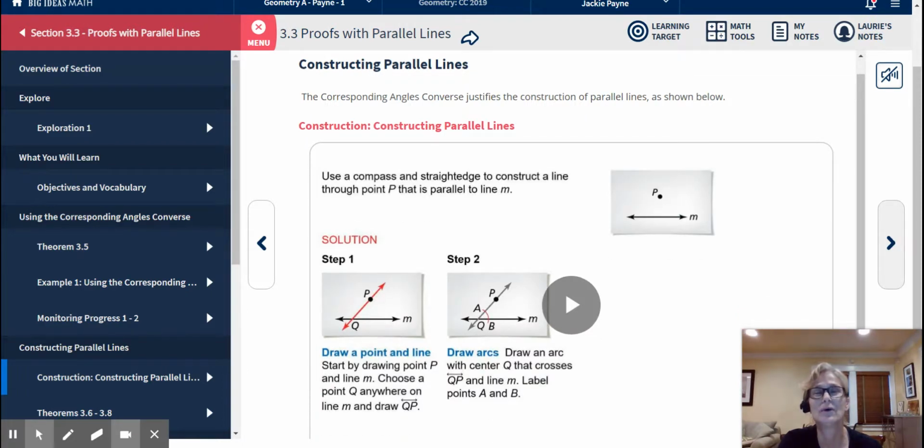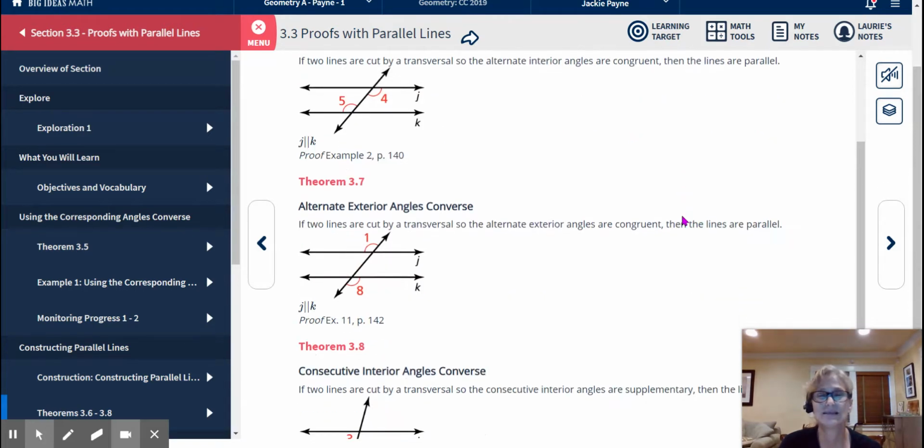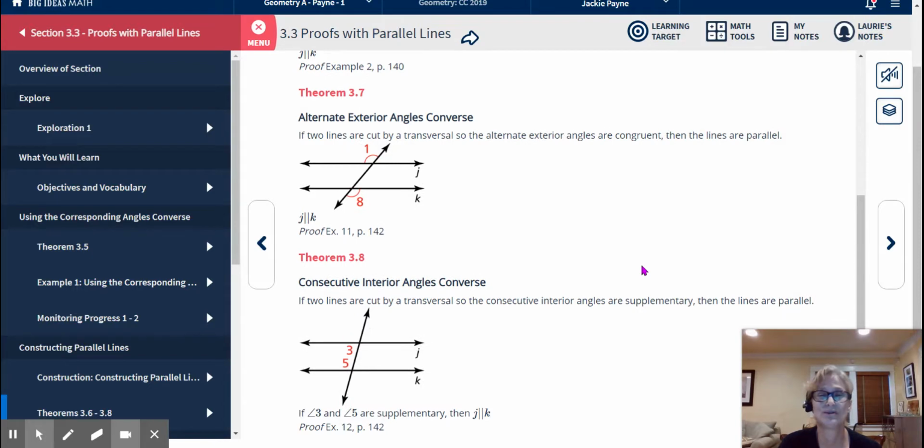We're going to do another one. And no, we're not doing construction. Sorry. 3.6 is about alternate interior angles. So if two lines are cut by a transversal so the alternate interior angles are congruent, then the lines are parallel. And similarly, we're going to do the other two as well.